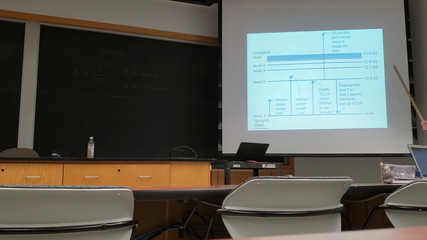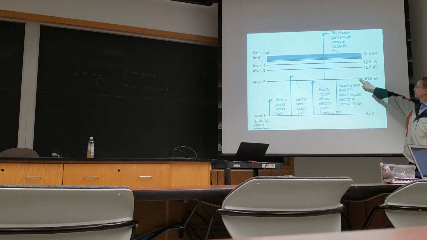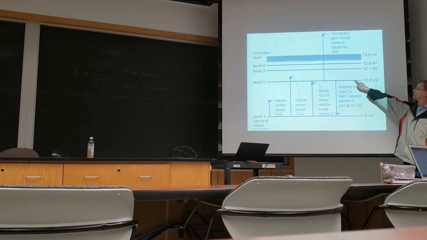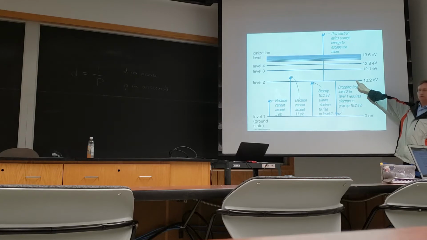So let me ask you this. Suppose the electron was in level 2 to begin with, and a photon comes along with 0.7 electron volts of energy. If the electron starts in level 2, could it absorb a photon with 0.7 electron volts? No, because that's not enough to get up to level 3.